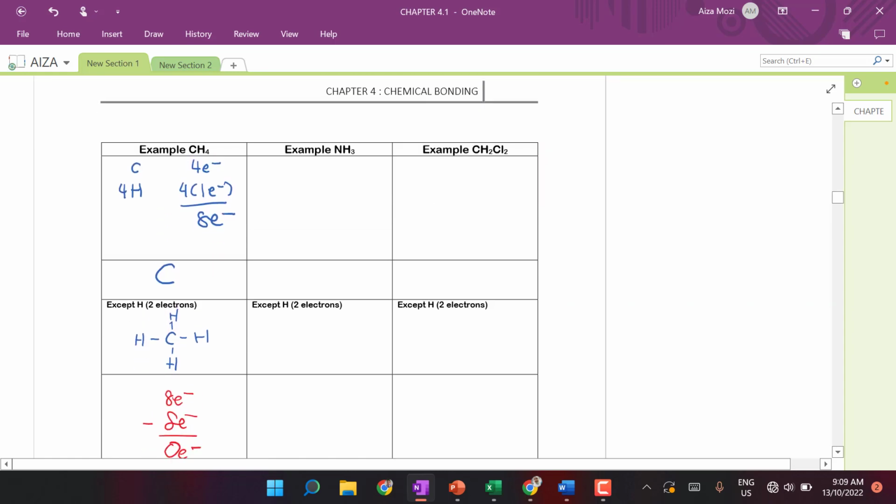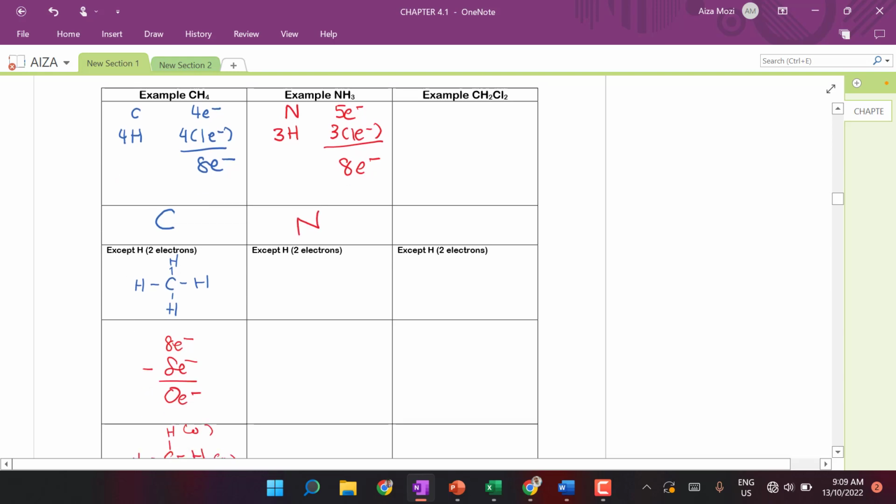Next example is NH3. So N, the valence electron is 5. Then 3 times hydrogen, 3 times 1. So the total is 8. Hydrogen never ever becomes the central atom, so the central atom is N. So draw the skeletal structure. The total valence electron is 8 minus 2, 4, 6. You only use 6 electrons.